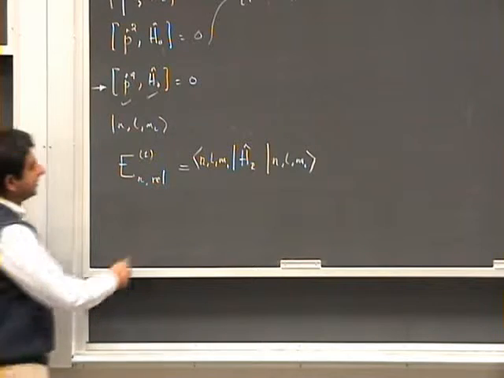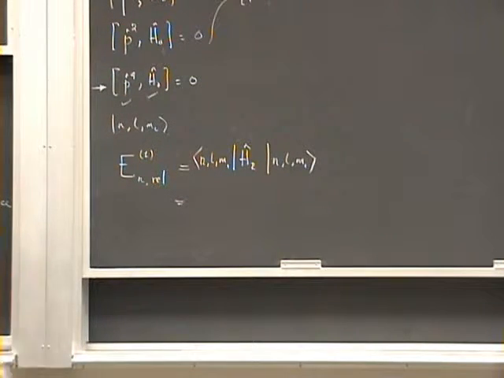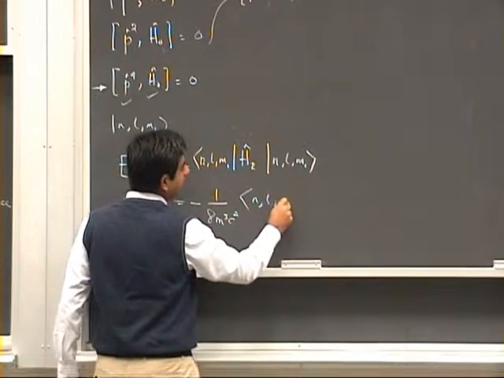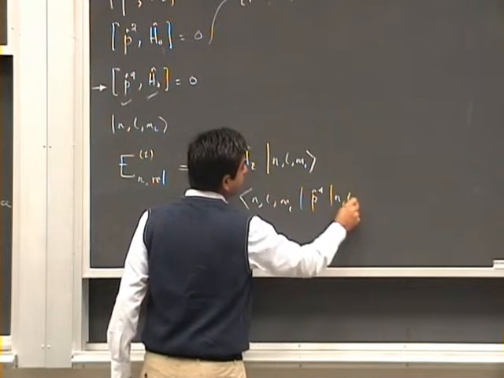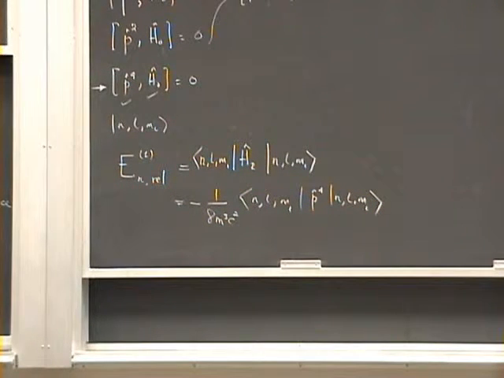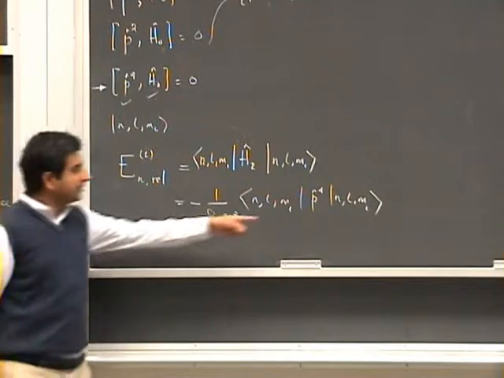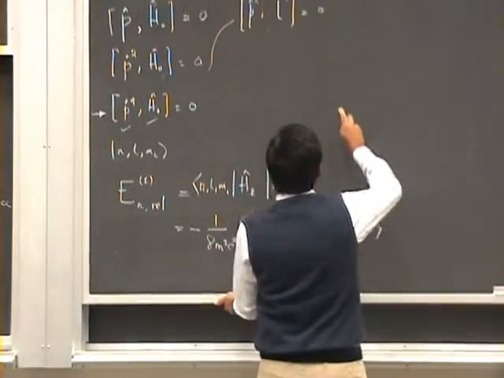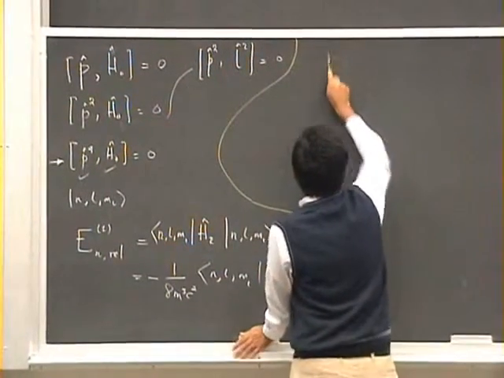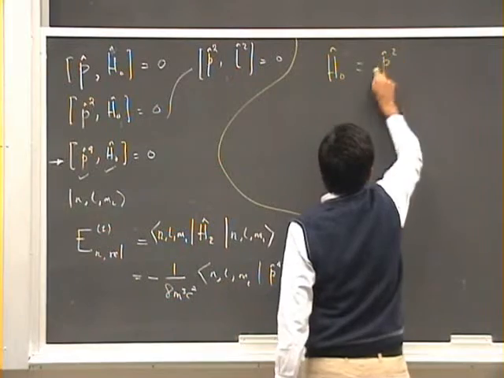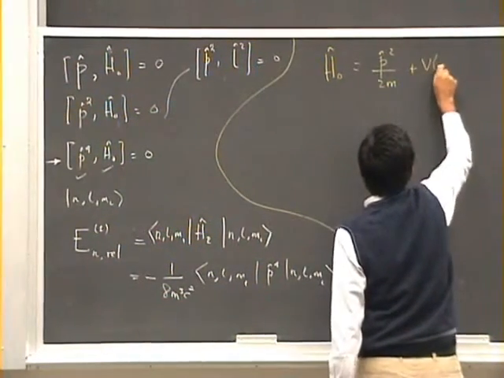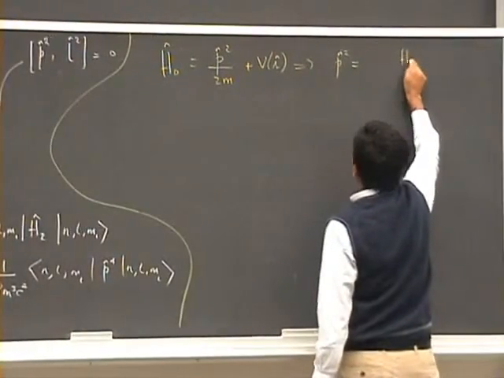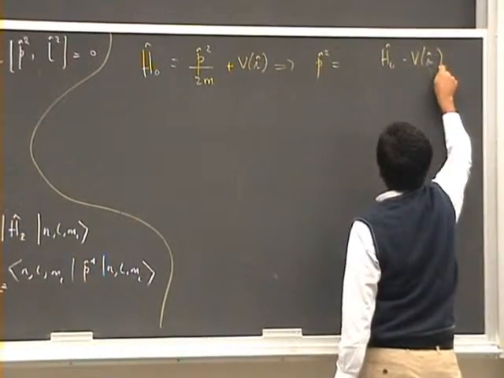Okay, now let's find these energy corrections. The relativistic Hamiltonian is minus 1 over 8 m cubed c squared times P4, so we need <n, l, m_l| P4 |n, l, m_l>. This is really difficult to find out, so what we would like to do is play a small trick. We know that H naught is P squared over 2m plus V(r). So we would like to write this P squared as (H naught minus V(r)) times 2m.